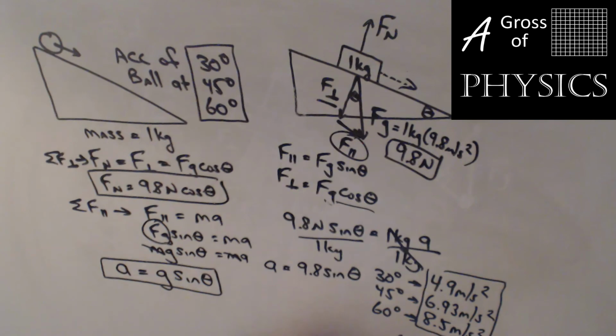At 60, it's 8.5. Now, remember, if we have a flat inclined plane, the acceleration should be 0. And if we have a vertical inclined plane, it should be 9.8. So these answers are all going to be between 0 and 9.8.